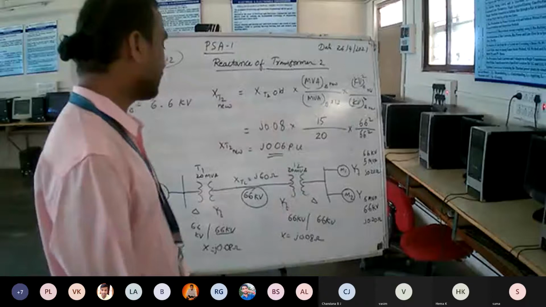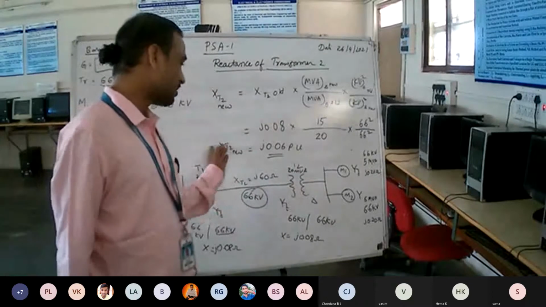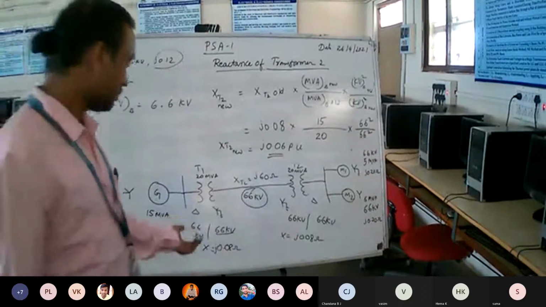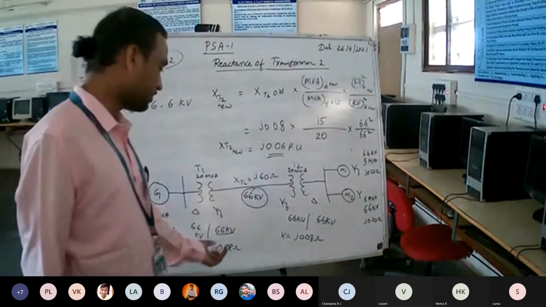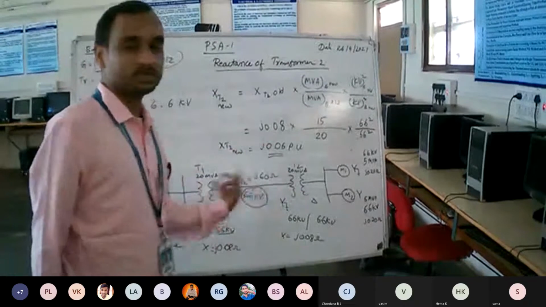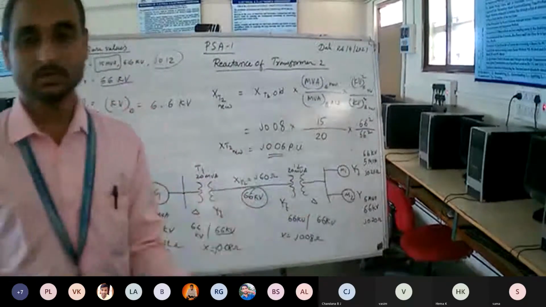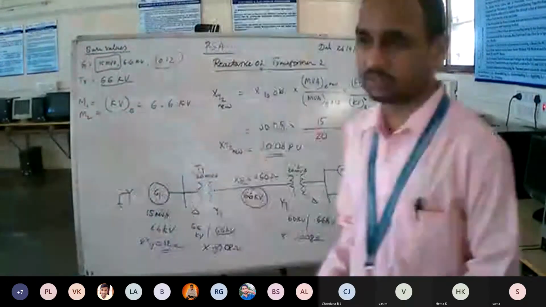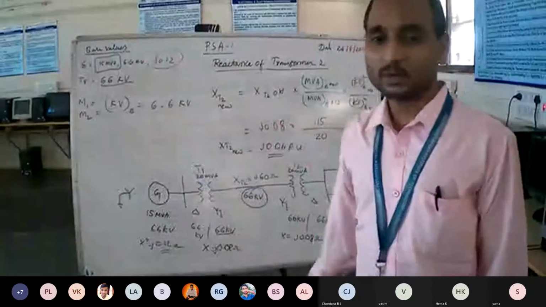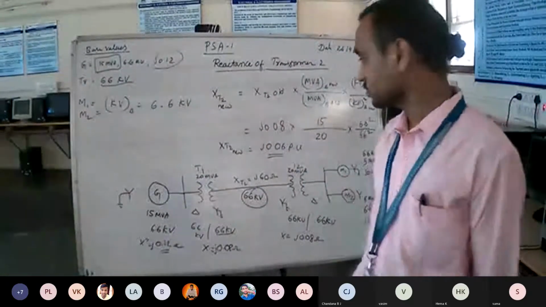So both are identical transformers. So the X per unit will always be equal. Whatever we have calculated here, this is 0.08, this is also 0.08. Obviously you will get 0.06 in both the transformers. So you cannot repeat both things; you can do both at one time also.